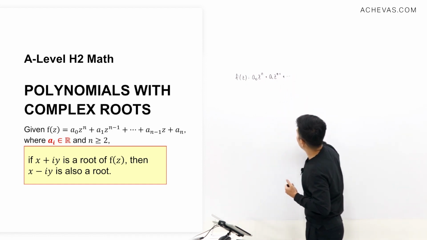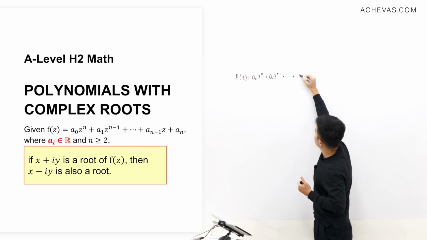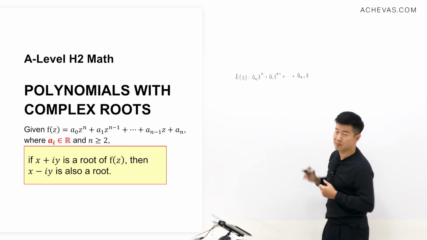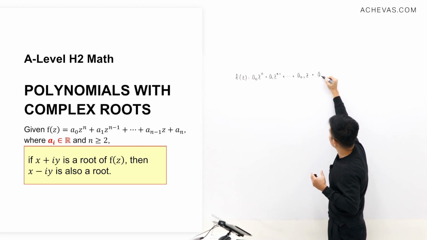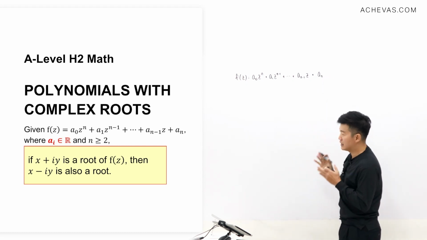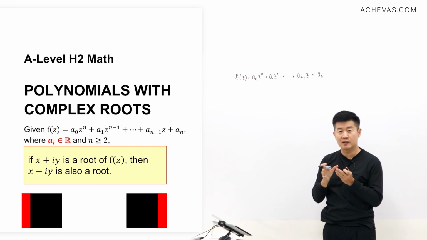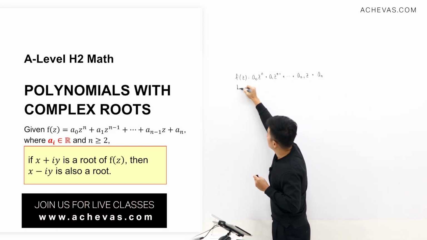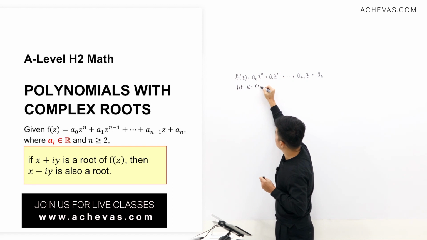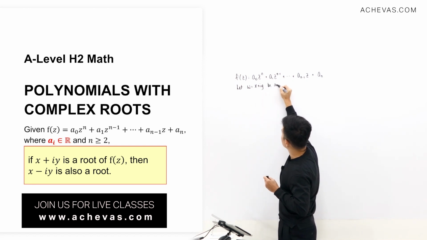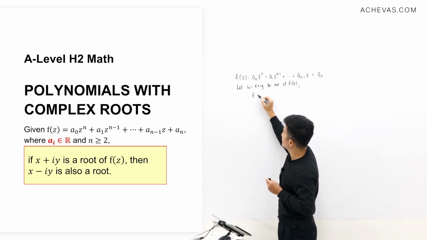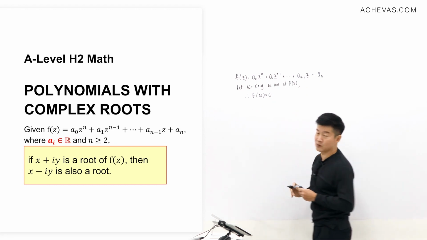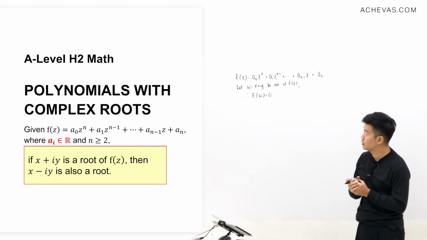And if I were to go all the way until the second last term, the coefficient can be a(n-1), and it is going to be just multiplied to z. And the very last term will be the term that is independent of z, so it will just be the coefficient itself, an. So this is the polynomial, and I'm going to assume that w is the root of this polynomial. So I'll let w, which is equal to x plus iy, be the root of this polynomial f(z), and this will imply that f(w) should be equal to 0 since it is the root of this polynomial.